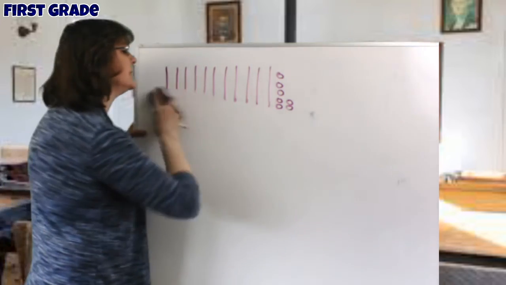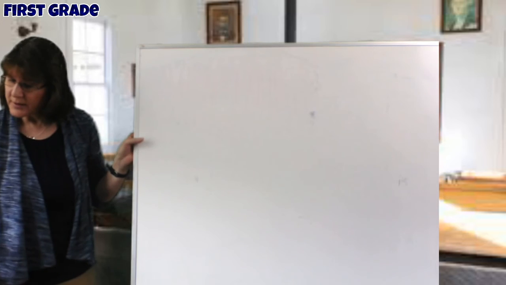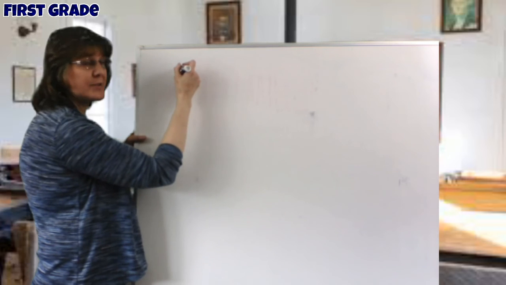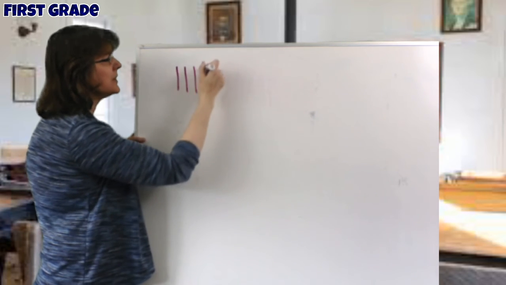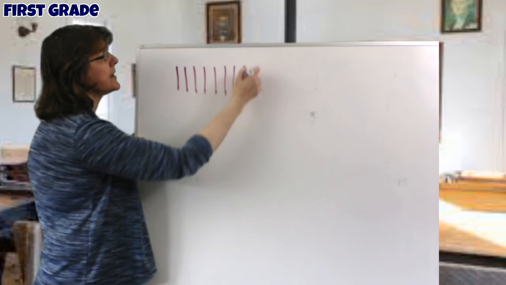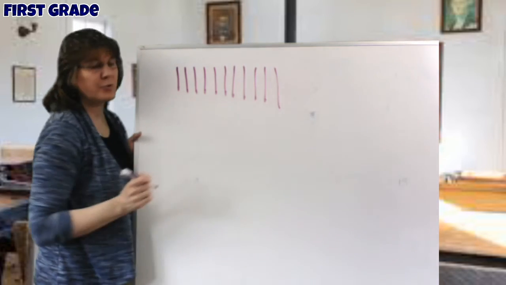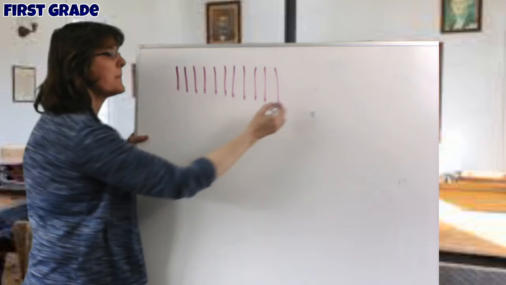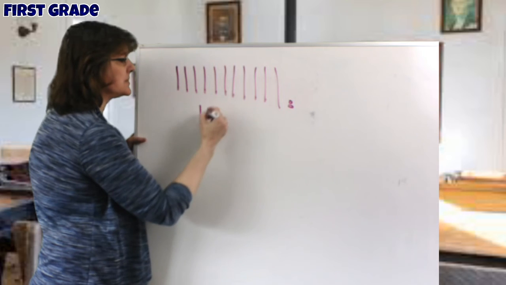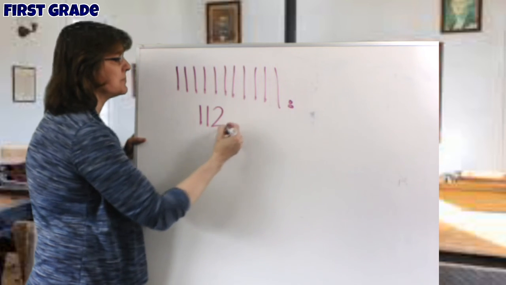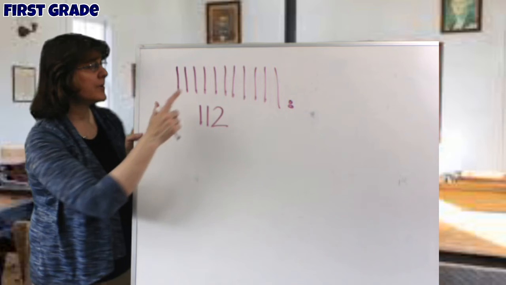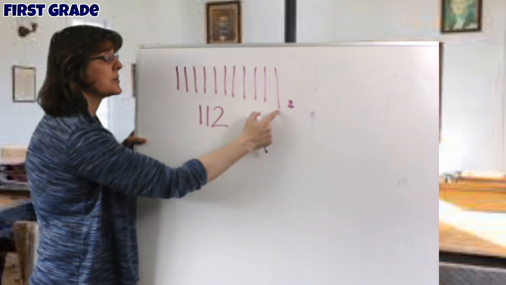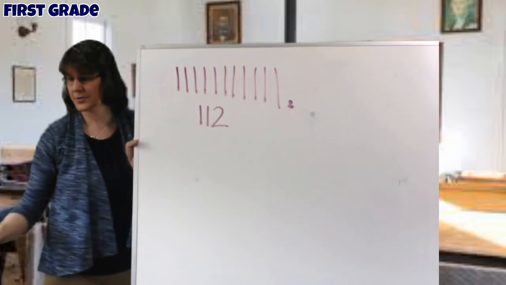Let's read the story about Lee and his marbles. Lee collects marbles. He can make 11 groups of 10 marbles. So let's do 11 sticks. 1, 2, 3, 4, 5, 6, 7, 8, 9, 10, 11 groups. And then he has 2 more marbles. So 11 bundles of 10 and 2 marbles makes 112. 10, 20, 30, 40, 50, 60, 70, 80, 90, 100, 110, 111, 112.